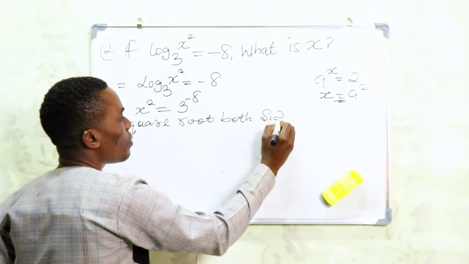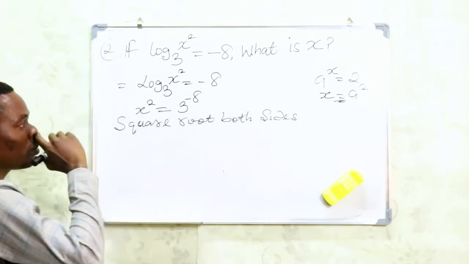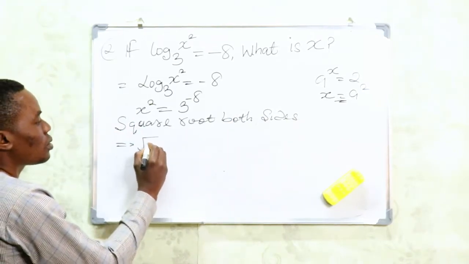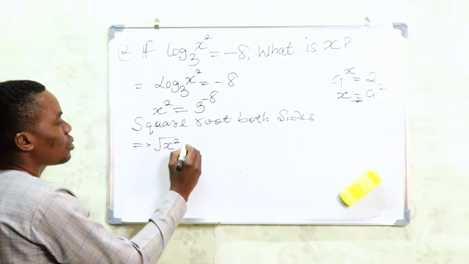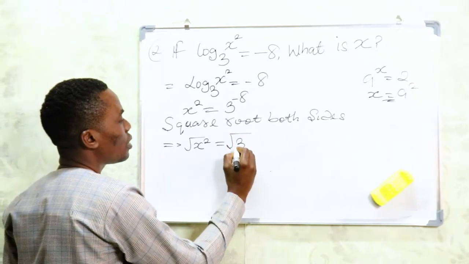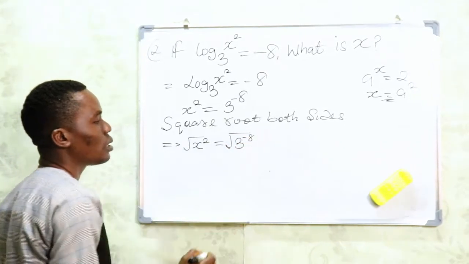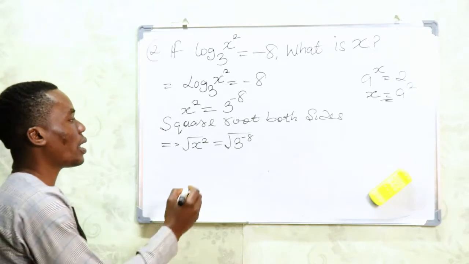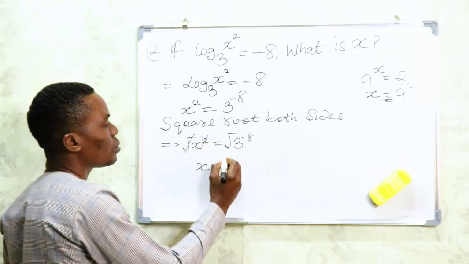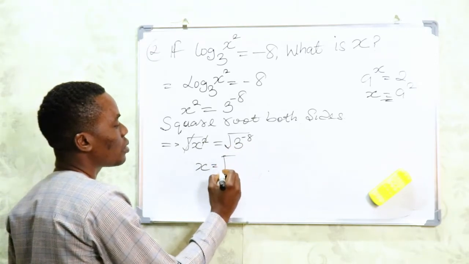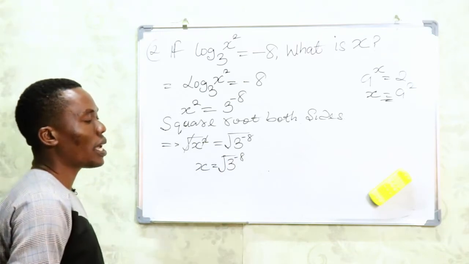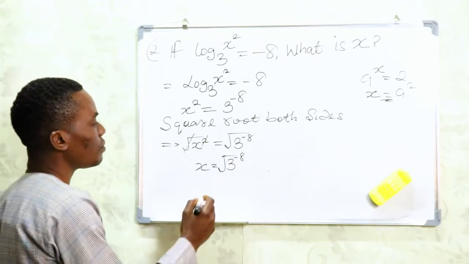Now, how do we go about square rooting both sides? If we square root both sides, we are going to get this value. Square root of x squared equal to square root of 3 raised to power minus 8. So if we clear this, this will cancel this. Our x will now be equal to the square root of 3 raised to the power minus 8. Now we can clear this further.